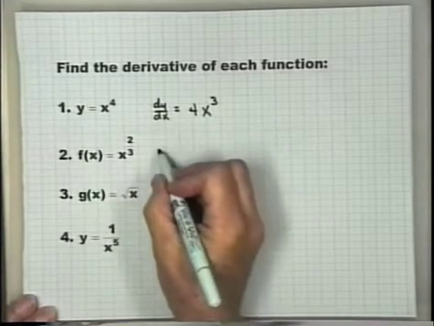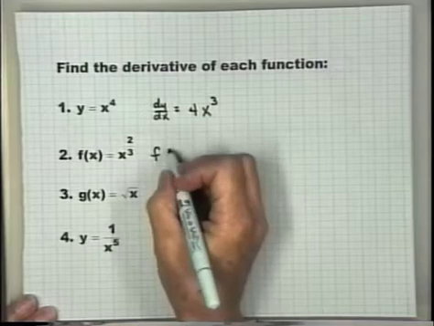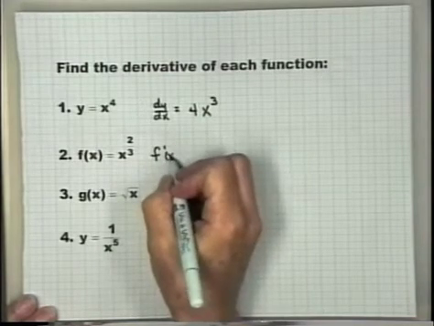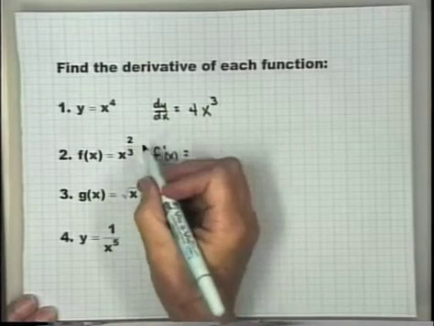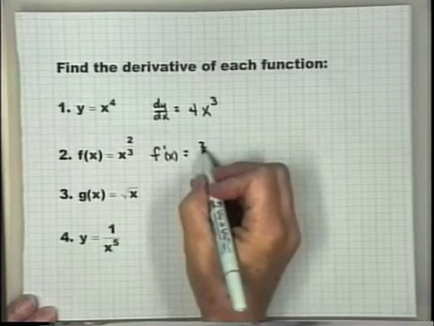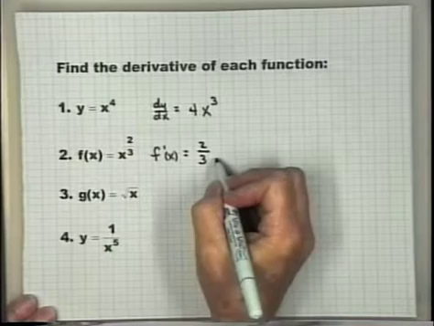Okay, now let's look at this one. f of x equals x to the 2/3 power. Now 2/3 is a rational number, isn't it? So that rule applies. So the 2/3 will come down in front and become a coefficient.